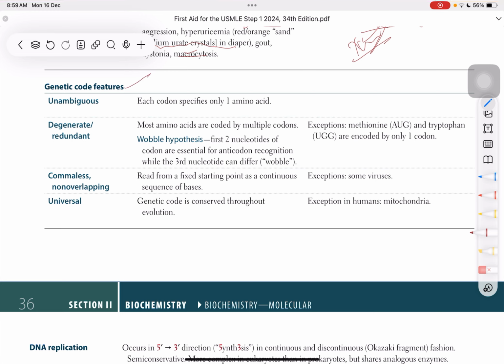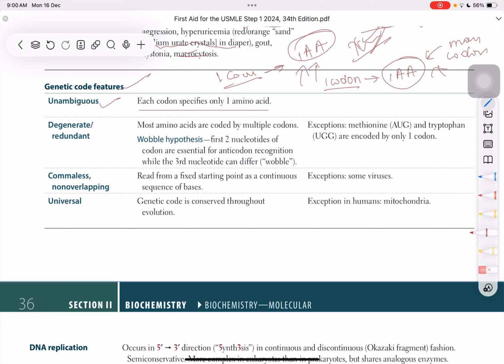Genetic code features. The genetic code is unambiguous. Each codon specifies only one amino acid. But one amino acid can be coded by many codons. Have you understood the relationship? One codon can only give rise to one amino acid, whereas this amino acid can be given by many codons.